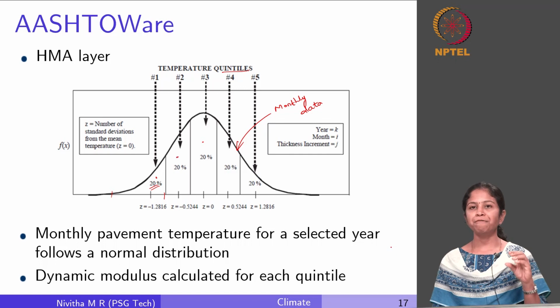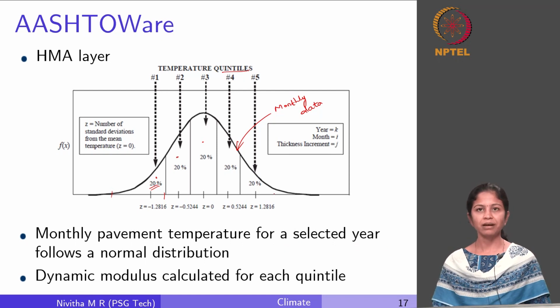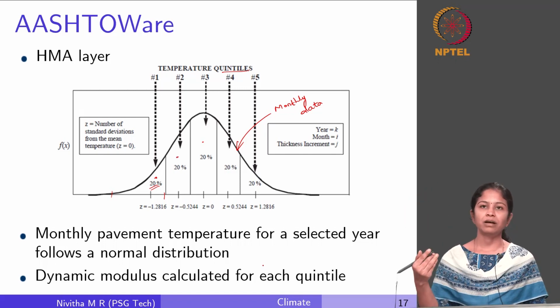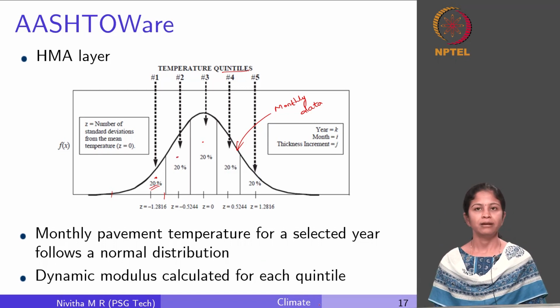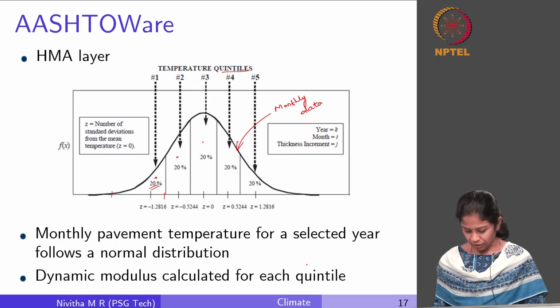Again this is done for every sublayer, which we have seen earlier for the asphalt layer, right. So monthly pavement temperature for a selected year is considered to follow a normal distribution, and the dynamic modulus is calculated individually for each quintile. So we have an asphalt layer, we have given the air temperature, and the pavement temperature distribution along the depth is also calculated, right. From that the appropriate dynamic modulus will be calculated for each temperature quintile. So this is the consideration of material property and its variability with respect to temperature.